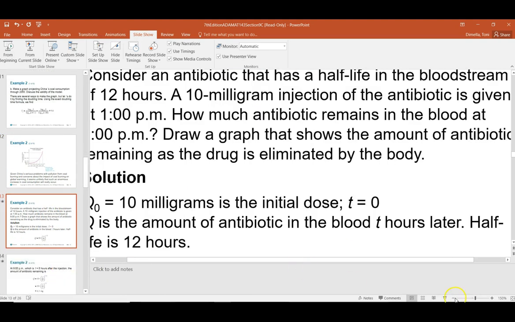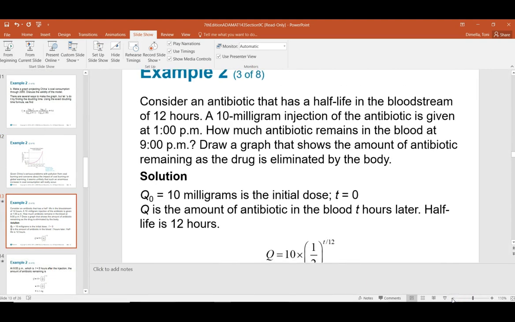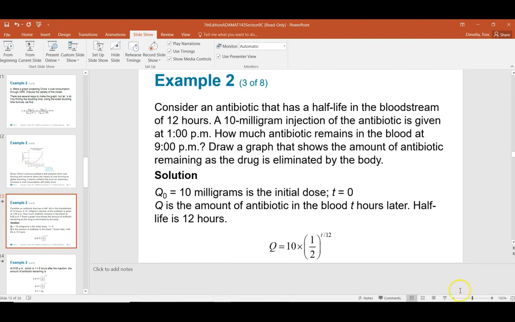So if I was talking about the half-life of a drug, and I know we talk a lot about medicine in this course, let's say I got an antibiotic that has a half-life in the bloodstream of 12 hours. So that means after 12 hours, half of whatever you have taken has dissolved. So if you take a 10 milligram injection of some antibiotic, one half-life will go by and there's only going to be 5 milligrams left. In this case, this is 12 hours.